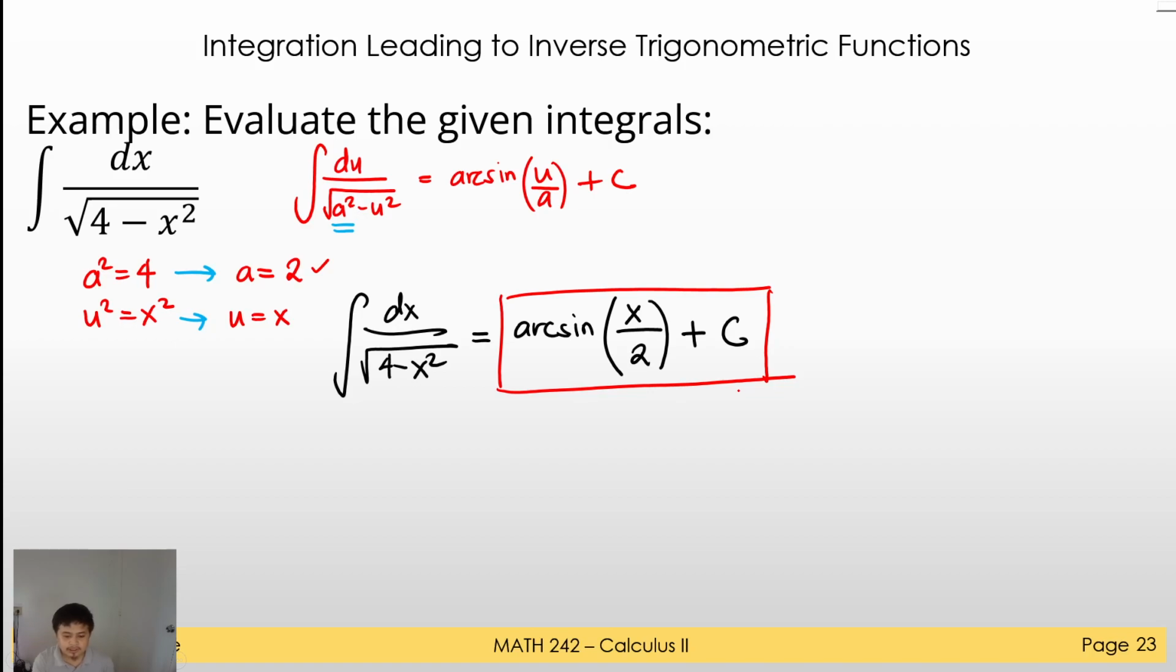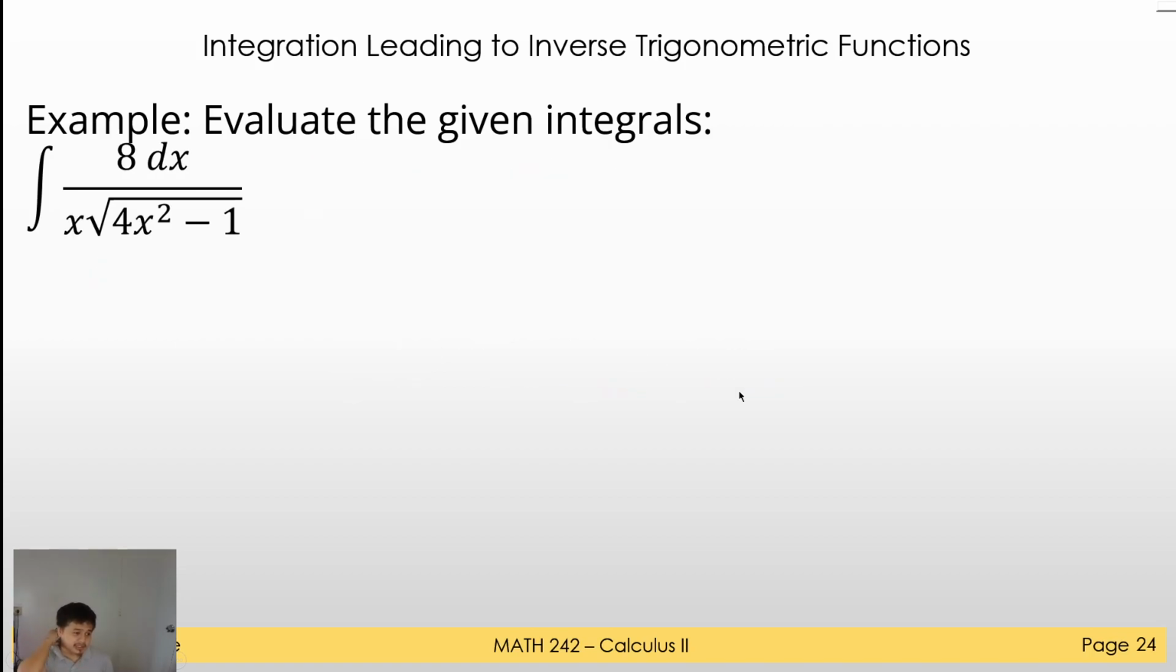Okay. The next one, we have this given function: 8 dx over x times the square root of 4x squared minus 1. How do we do this now? What does this look like? If you are familiar with the previous slide, the integral of du over u times the square root of u squared minus a squared is equal to 1 over a arcsecant u over a plus c.